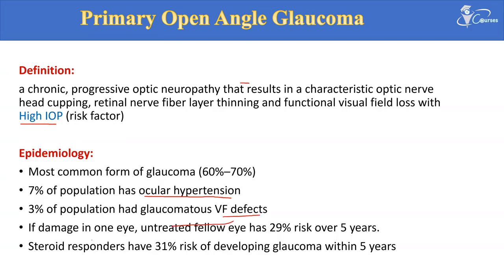If there is damage in one eye, untreated, the fellow eye will have a 29% risk of developing glaucomatous damage over the next 5 years. Steroid responder patients have a 31% risk of developing glaucoma within 5 years. So those who show a higher intraocular pressure rise in response to steroids can develop glaucoma, with a 31% risk.